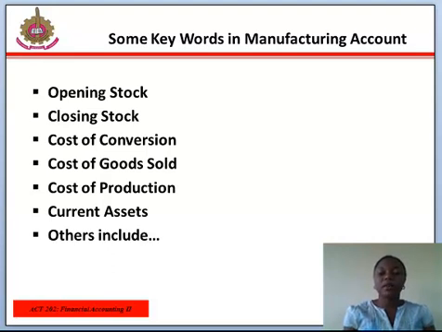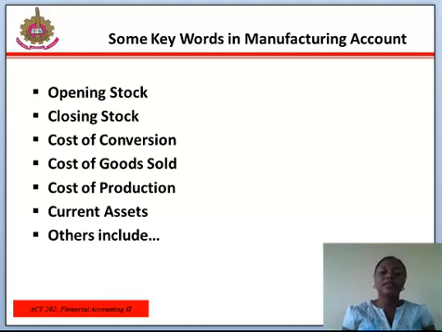Fictitious assets. Fictitious assets are expenses and losses not yet written off and are shown as assets in the balance sheet. Fixed assets. These are assets that are required for use in the business for a long period. They are also called non-current assets, such as furniture and plants and machineries, etc. Gross profits. This is the excess of sales revenue over the cost of goods that are sold.